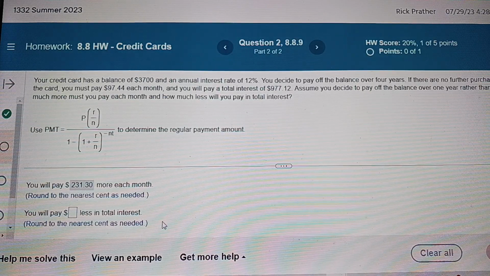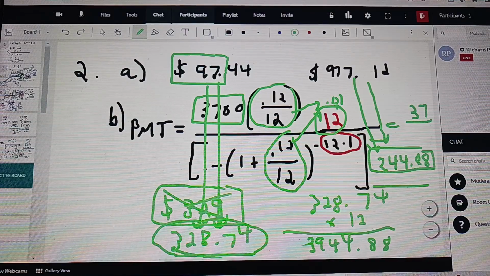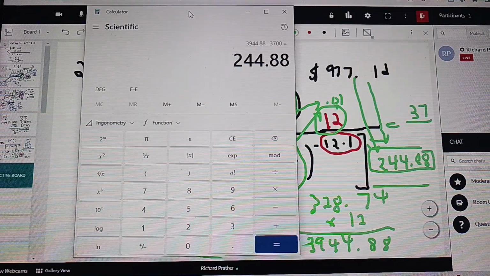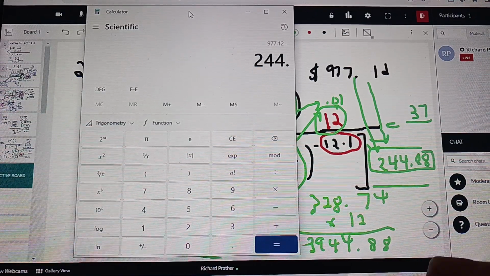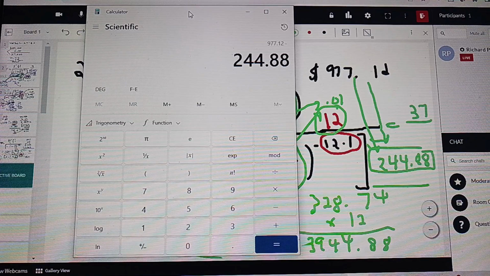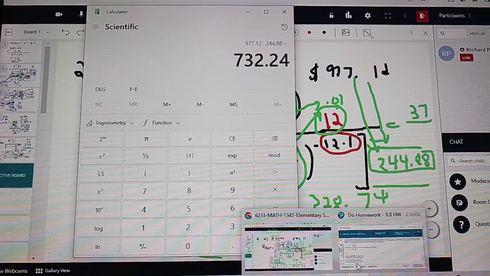You will pay how much less in total interest? So less means you have to subtract them. So instead of paying $977.12 for the interest, you're only paying $244.88, and that's saving you $732.24.